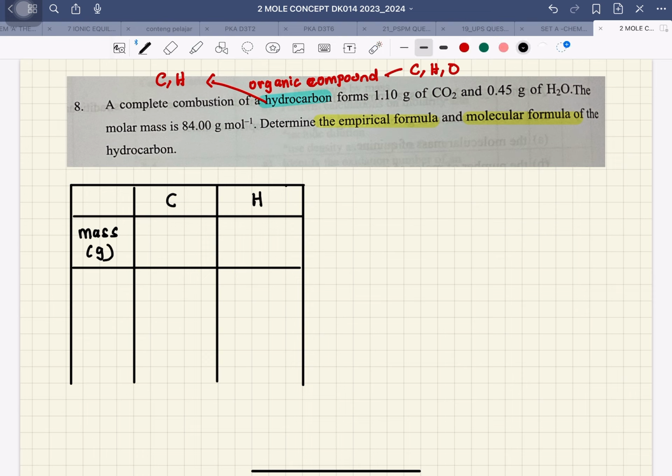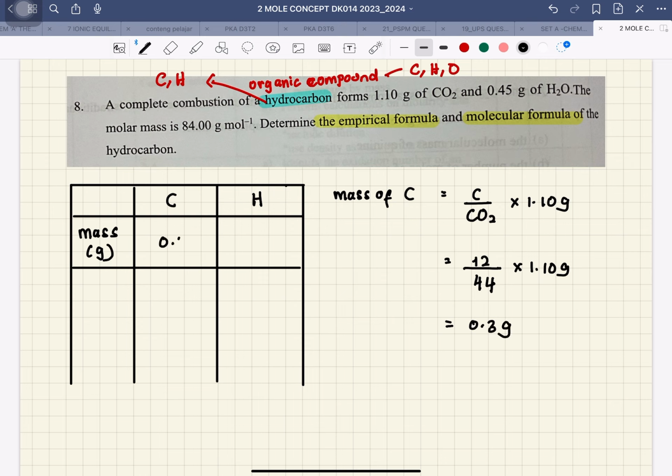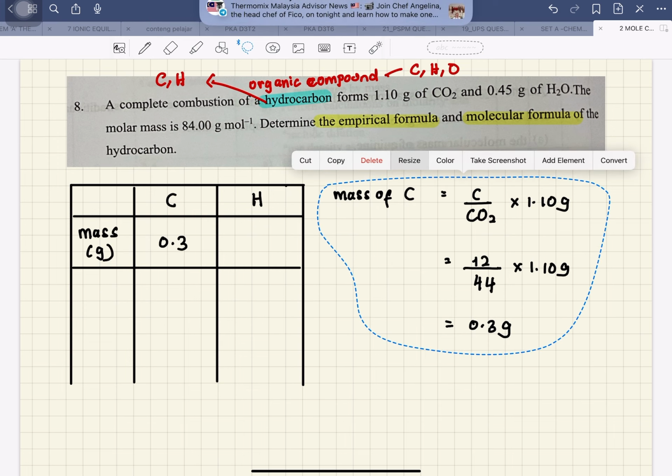How? Okay, to find carbon, the mass of carbon is equivalent to C over CO2 times 1.10 gram. So in this case, we calculate by using the molar mass. C is 12, CO2 is 44. So times 1.10 gram. Therefore, our carbon is 0.3 gram. So we are going to put here 0.3.